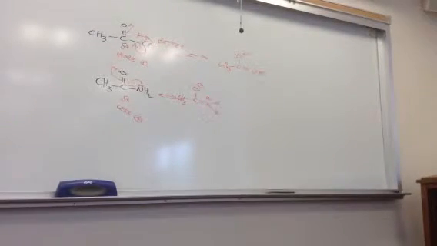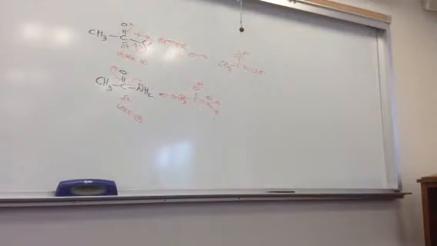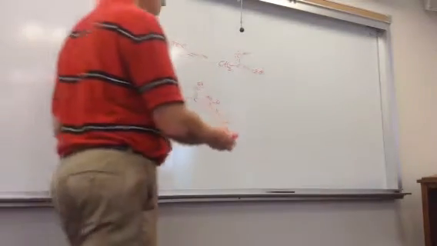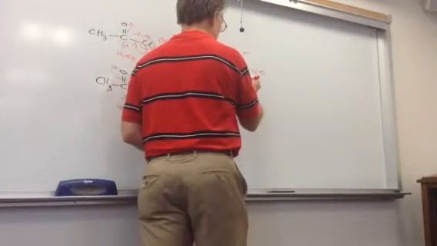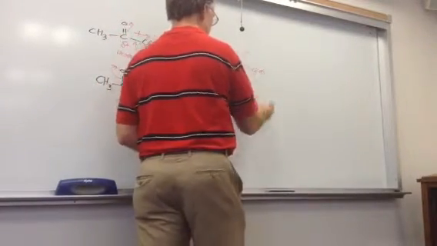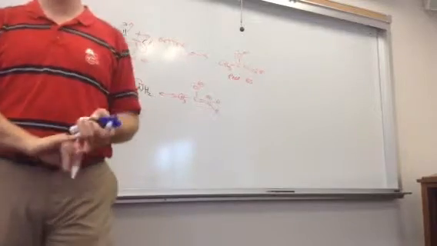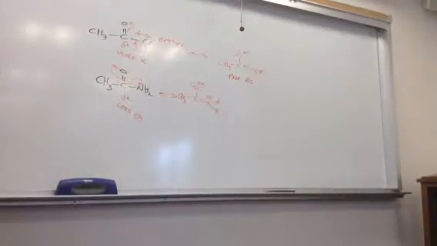Well, that's a bad resonance structure. The top right one is a bad one. Why is that? Chlorine has a positive charge. So this is a poor resonance structure. It doesn't contribute as much to the resonance hybrid.